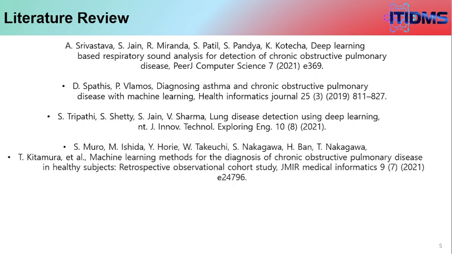COPD was also diagnosed in the paper titled Machine Learning Methods for the Diagnosis of Chronic Obstructive Pulmonary Disease in Healthy Subjects, Retrospective Observational Cohort Study. In this paper, through 10 predictors such as smoking status, cough, allergic symptoms, and so on, machine learning algorithms such as gradient boosting was used as primary and logistic regression was used as a secondary method to detect the COPD and other diseases. The areas under the curve for the performance of these models were 95.6 and 94.3 respectively.